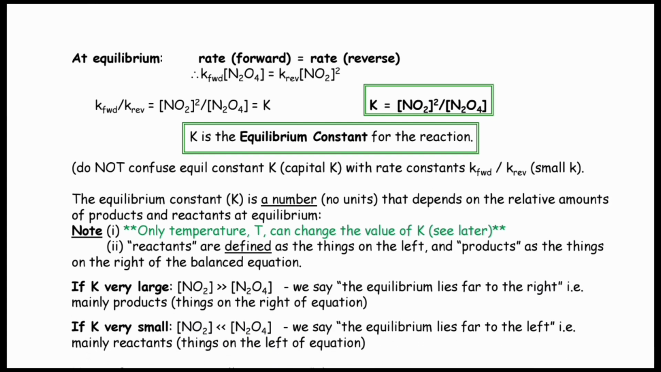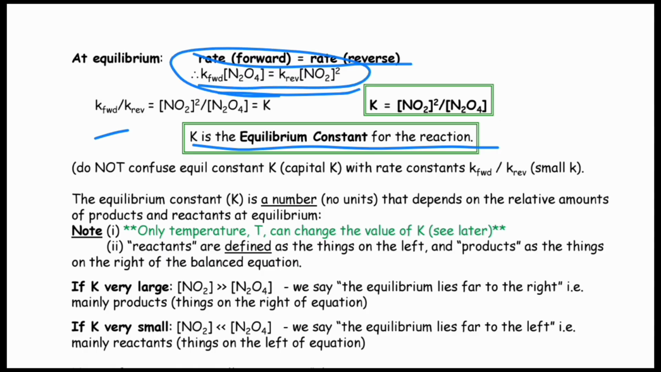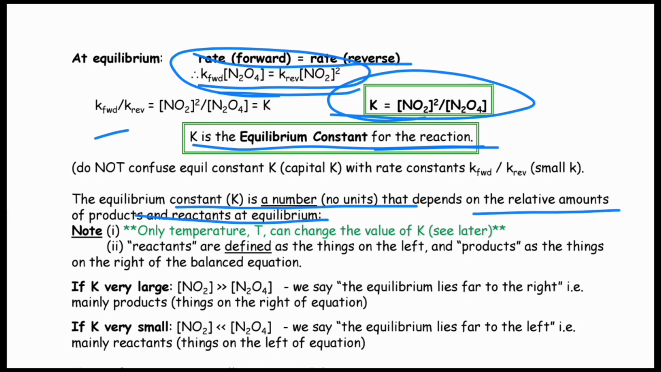Okay, you can see we will find the equilibrium constant for this reaction. We write forward rate divided by reverse rate. We will get this value. Okay, rate of forward and rate of reverse are equal, so by using this we will get the equilibrium constant for this reaction. The equilibrium constant has no units and depends on the relative amounts of products and reactants at equilibrium.